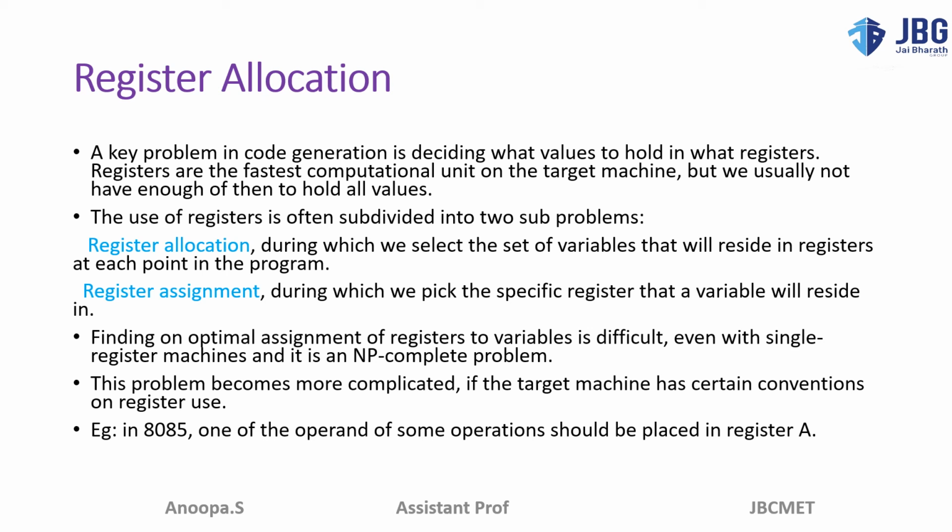For example, if we consider the 8085, there are certain instructions that insist that one of the operands should be in an accumulator register. So it will create problems while writing our three address codes as well as in the code optimization phase.